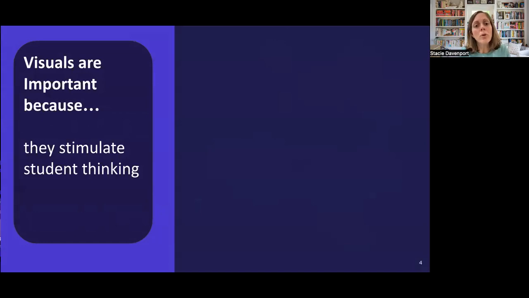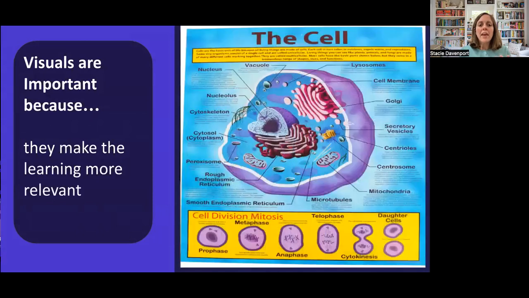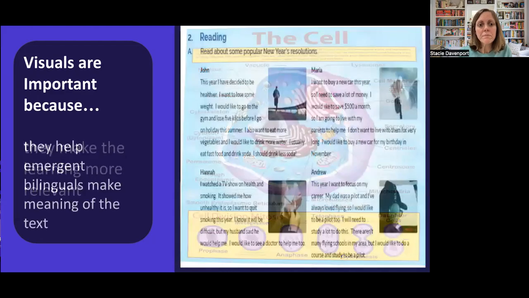So visuals are important because they stimulate student thinking. They make learning more relevant. So if I was talking about the cell and I had no picture to show you, and I just say, so we have all of these millions and millions of cells in our body, and the cell looks like this, and you have this outer section of the cell and this inner section of the cell. But if kids don't have a picture, even if I don't have a picture, it's very difficult to understand what my teacher is talking about.